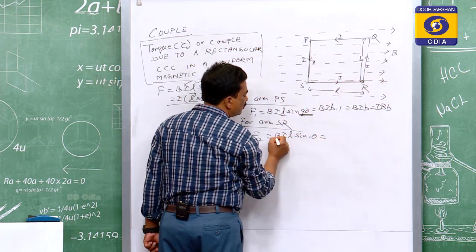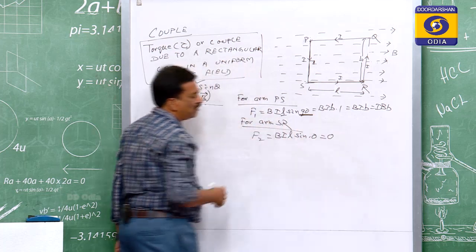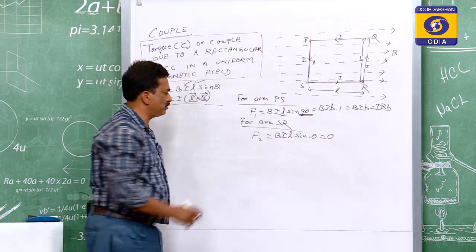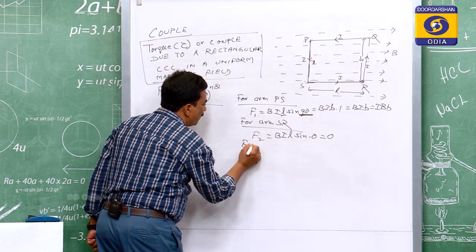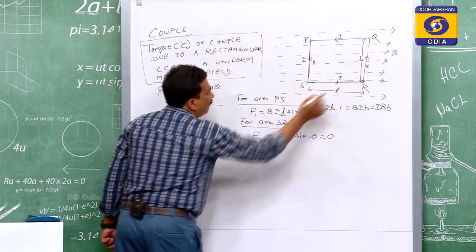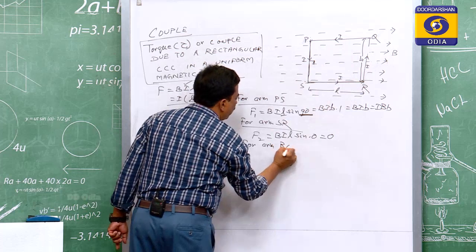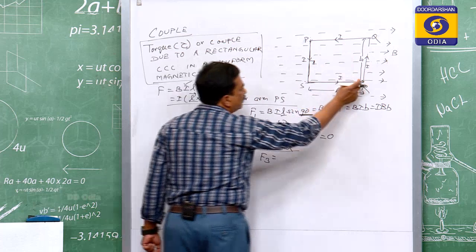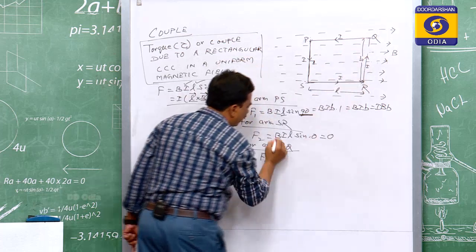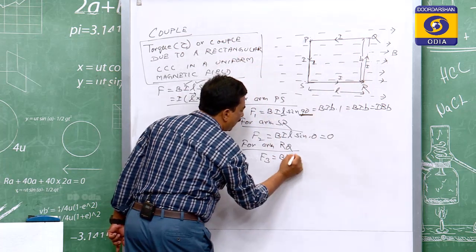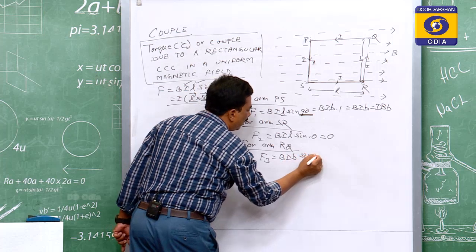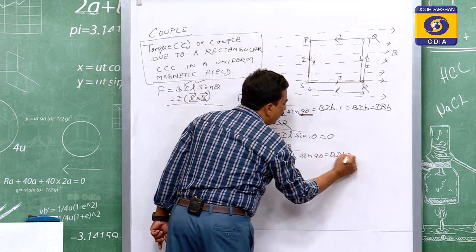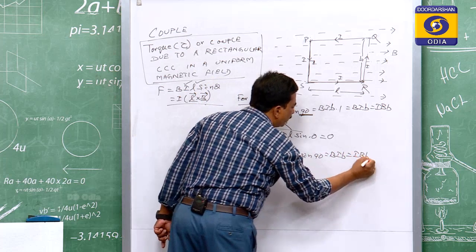So, this is equal to 0, which means this total force is equal to 0. Sin 0 is equal to 0, so BIL into 0 is equal to 0. For arm RQ, if that force is F3, then according to the formula, BIB of sine 90 is equal to BIB, or IBB.